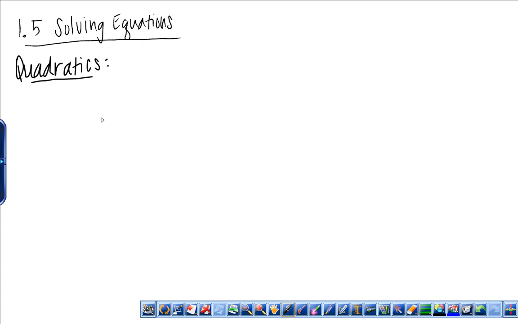This is 1.5, solving equations. You do need your own piece of paper. We're going to be solving many types of equations, and let's start with quadratics.